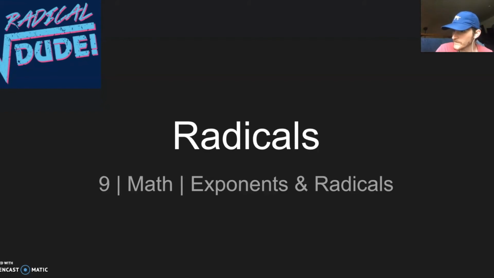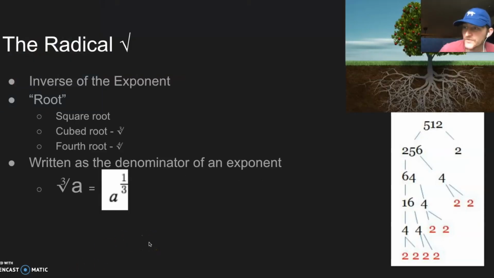All right, here we go. The radical, the sign that you see at the top, looks kind of like a squiggly line, but actually has the property of being the inverse of the exponent. When we think about the exponent, we're normally thinking about expanding a number. So we talk about 2 squared, right? 2 squared is going to be 2 times 2. We know 2 cubed is going to be 2 times 2 times 2.